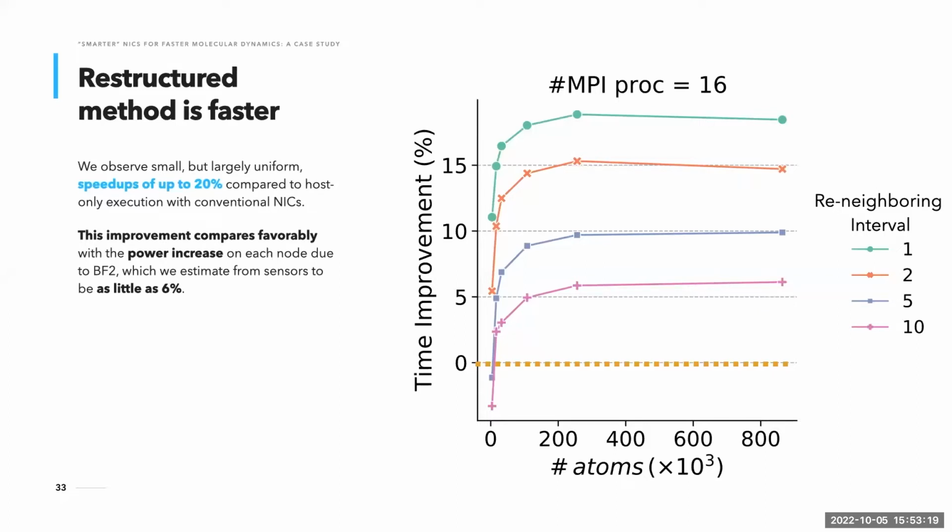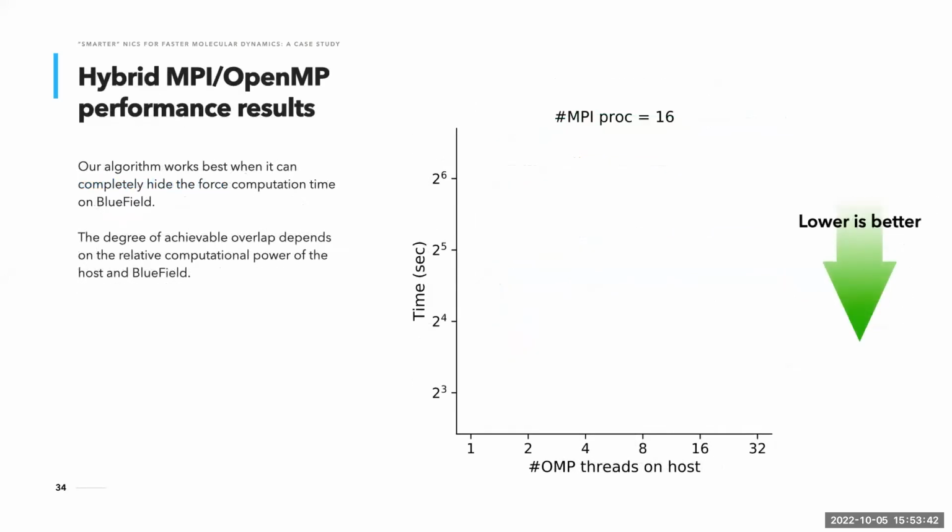Another observation is that as the reneighboring frequency increases, the relative performance improvement increases. This is because the computation overlap between the host and the Bluefield increases for higher reneighboring frequencies. Our algorithm works best when it can completely hide the force computation time on Bluefield by overlapping it with the neighbor build on the host. This overlap depends on the relative computational power of the host and Bluefield.